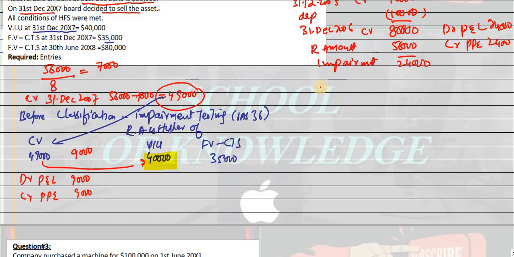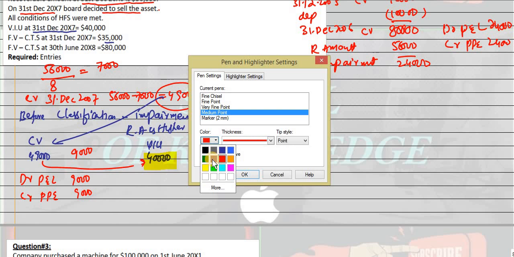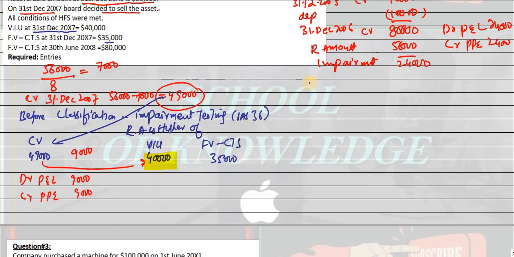Okay, now after doing this, we have to do the shifting entry, and this is stage number 3. Let's do the shifting entries. So debit will be non-current asset held for sale and credit will be property, plant and equipment. And the amount on which we record will be 40,000.